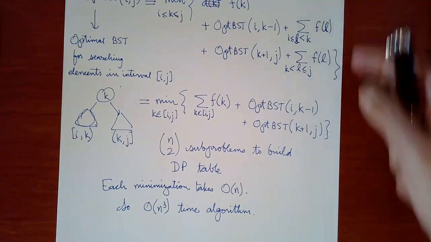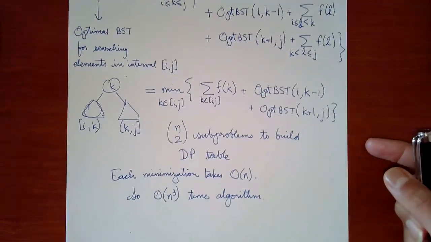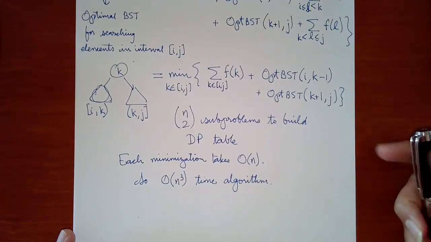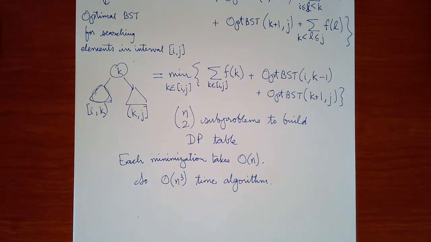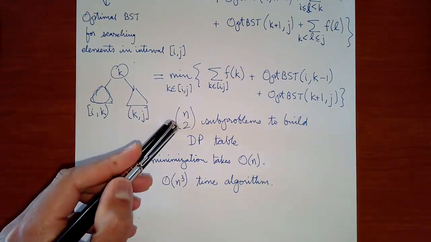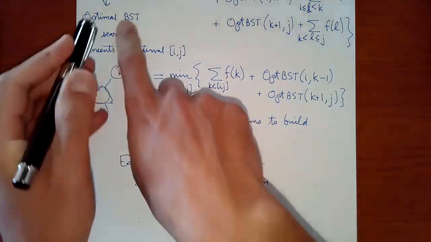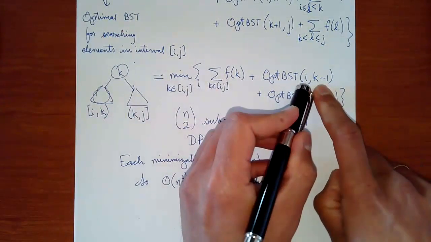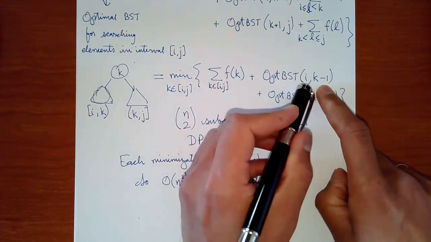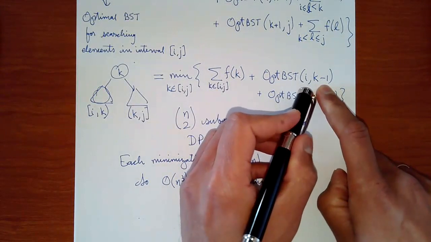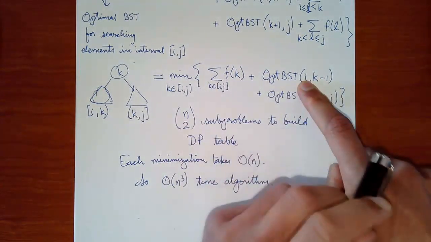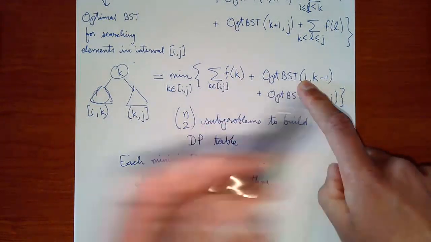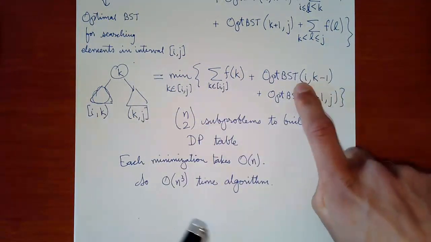I'm sorry, this may be way too far from before, but could you explain one more time why it's n choose 2, the number of subproblems? Sure. If you look at this, there are only 2 arguments to opt BST. Each of these arguments goes from 1 to n. So it's just n squared, but technically one of the arguments is more than the second argument.